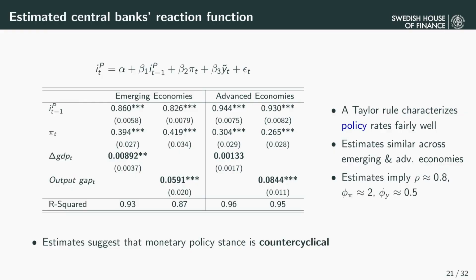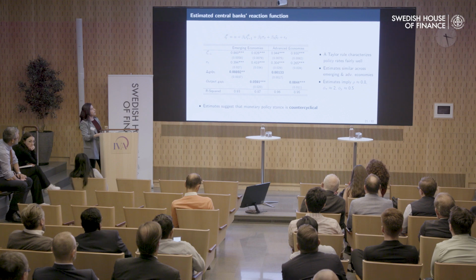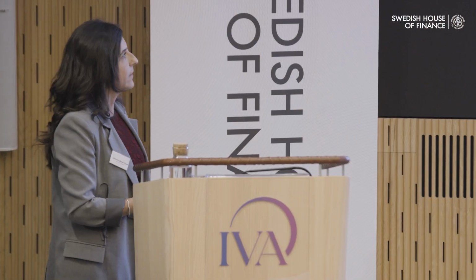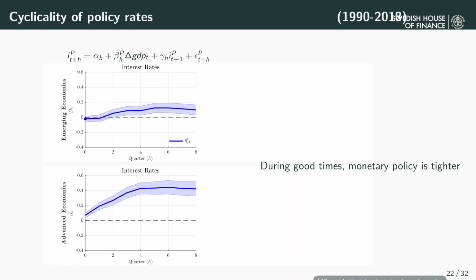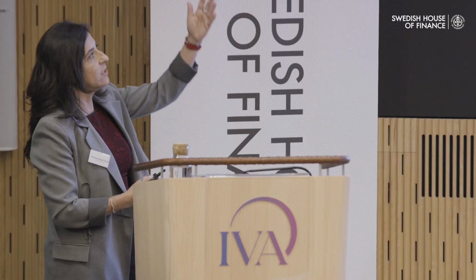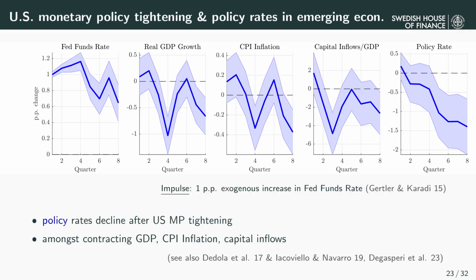We run Taylor rules, the same thing, right? Taylor rule estimation is going to be very similar for emerging markets and advanced economies. They are lowering the rates. It's counter-cyclical. So during good times, when there's growth, you raise the rates. You are not different from advanced economies. And as a response to a U.S. monetary policy shock, now U.S. tightens, you lower the rates.